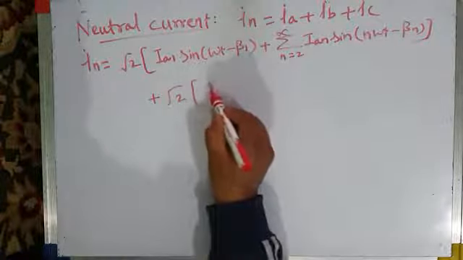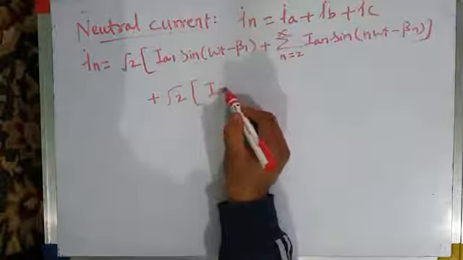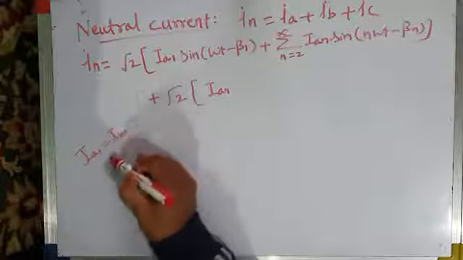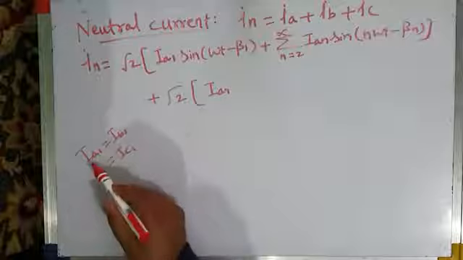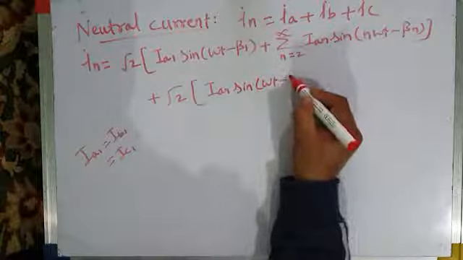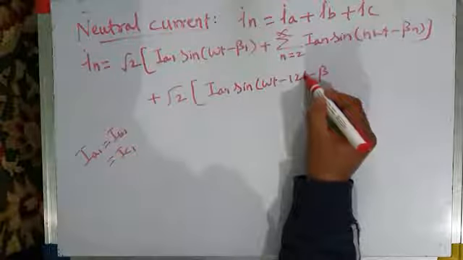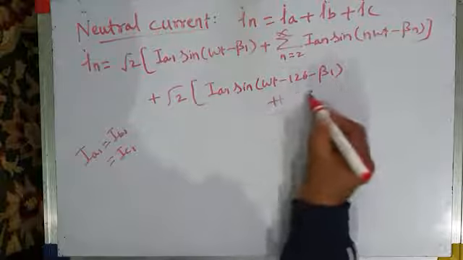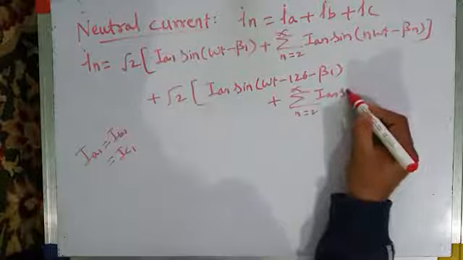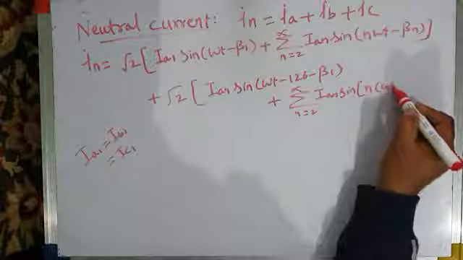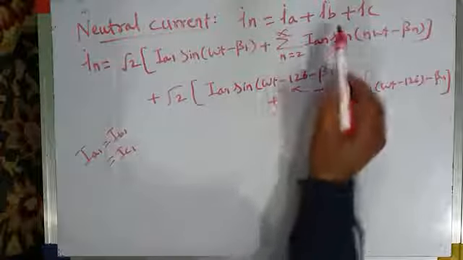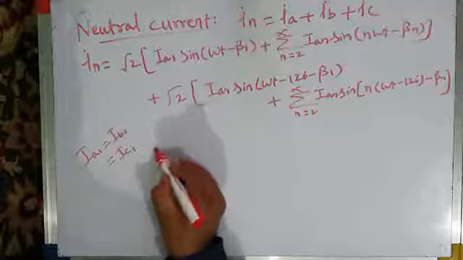Plus, what is IB? Root 2 times IB1. If I write IB1, I can write IA1 also, because our system is balanced. So IA1 is equal to IB1 is equal to IC1. So IB1, since it is equal to IA1, I can write IA1 here, sine of omega t minus 120 degrees minus beta 1, plus summation n equal to 2 to infinity IAN sine of n times omega t minus 120 degrees minus beta n. This is about current IB, and line current IC is plus.